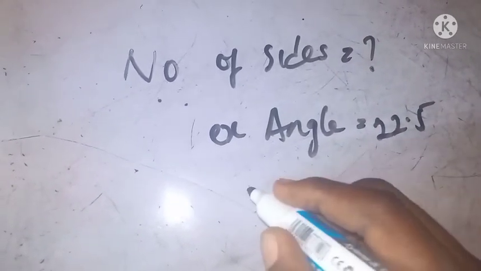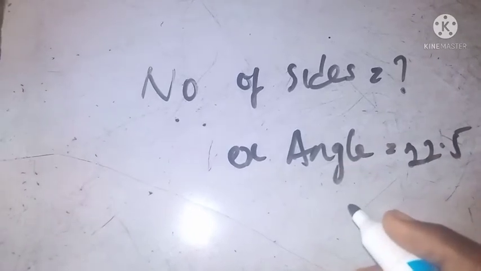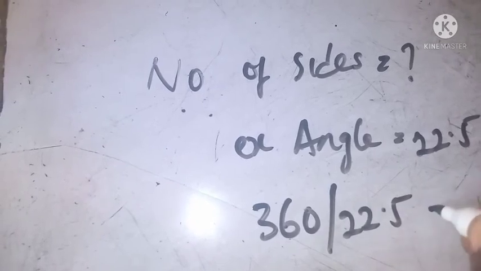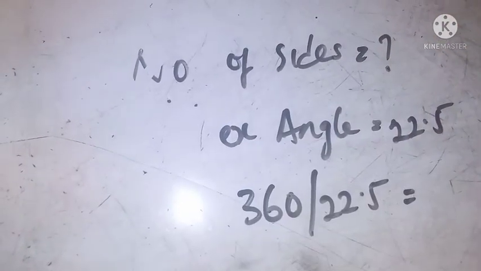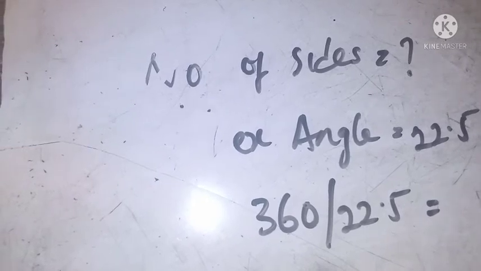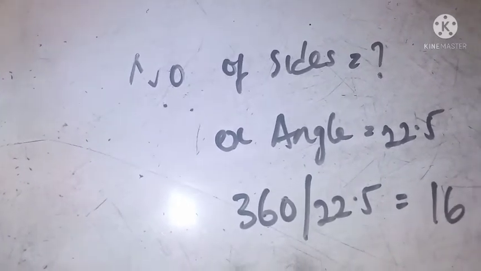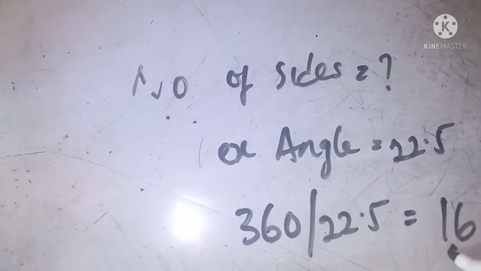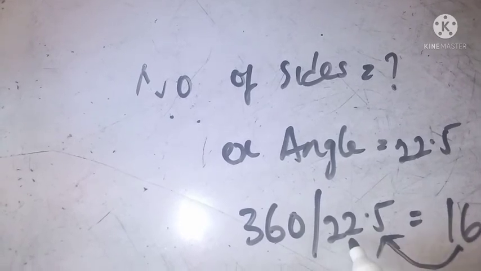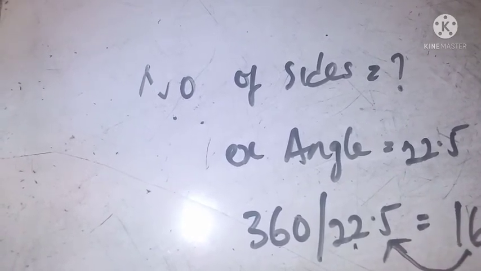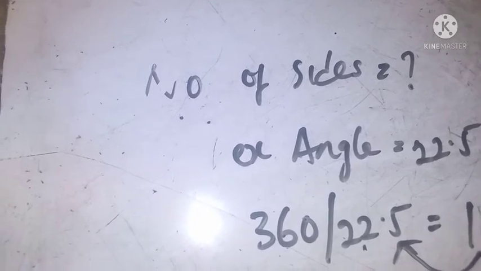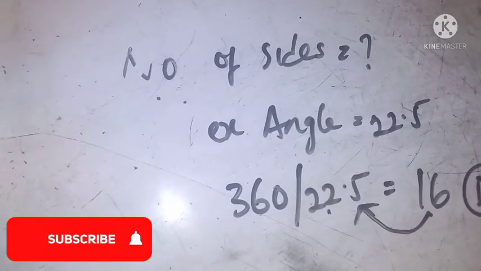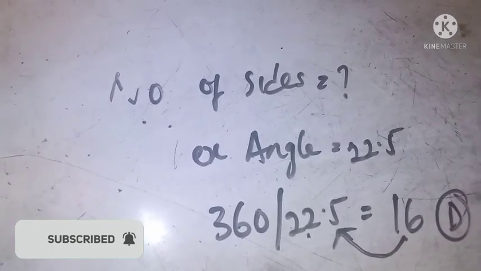So what I did was basically, since the total exterior angles in a polygon is 360, I just did 360 divided by 22.5. It will be equally distributed around the polygon. If I do 360 divided by 22.5, what I have is 16. So it means there are 16 sides of the polygon, and that happens to be D. I don't know whether I'm wrong, please. If you find a more correct answer, please let me know in the comment section so that we can grow together.